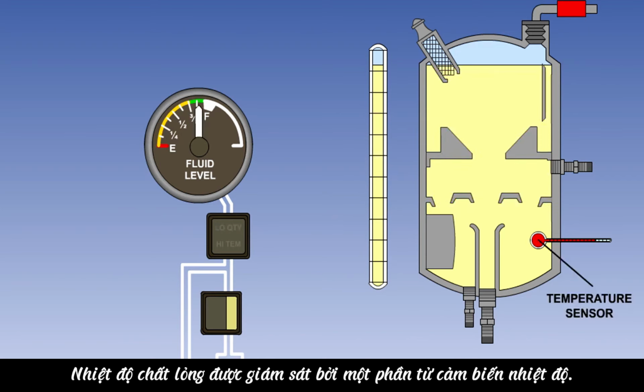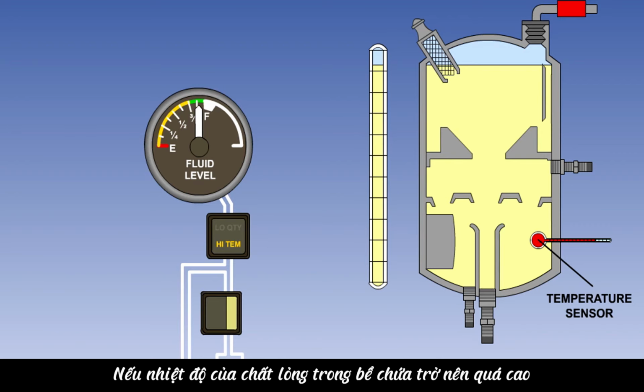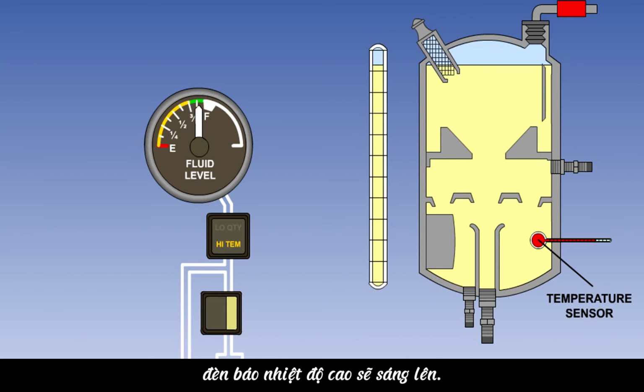Fluid temperature is monitored by a temperature sensing element. If the temperature of the fluid in the reservoir becomes excessive, the high temperature light will illuminate.